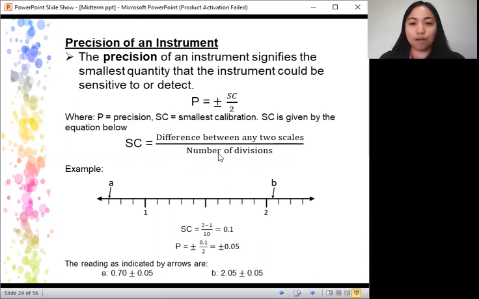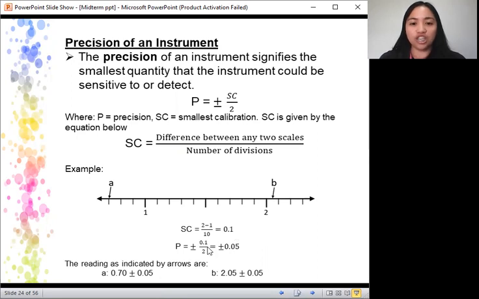Then, the next is the number of divisions. So, how many divisions are there between them? That is the meaning of number of divisions. You count 1, 2, 3, 4, 5, 6, 7, 8, 9, 10. So that is the number of divisions. You have to take note that you have to include this in your count of the number of divisions. So, 2 minus 1 divided by 10 is 0.1. So, that is the smallest calibration.